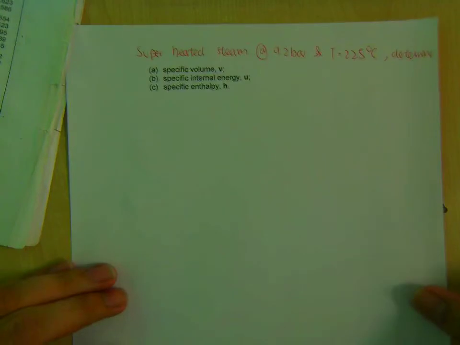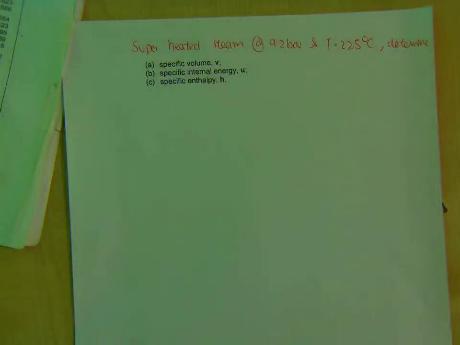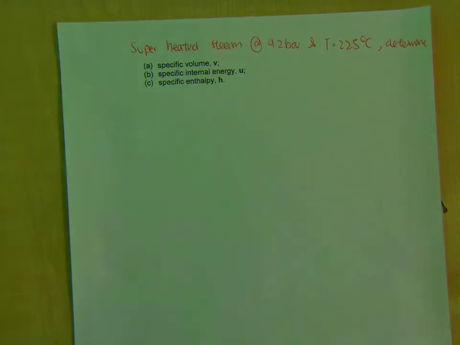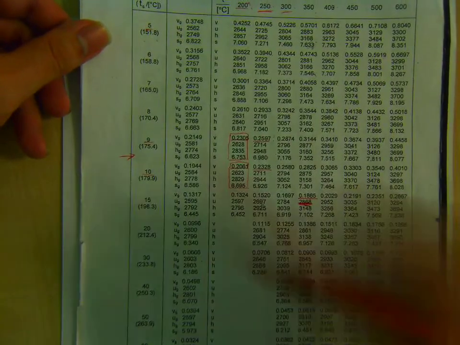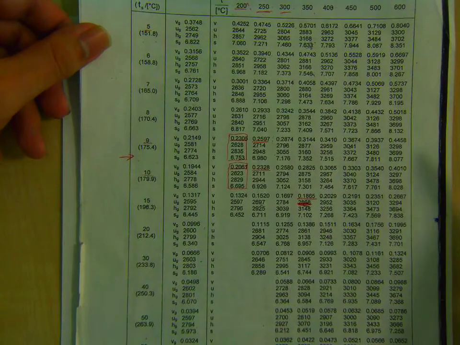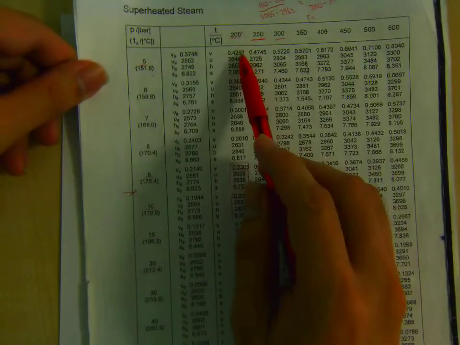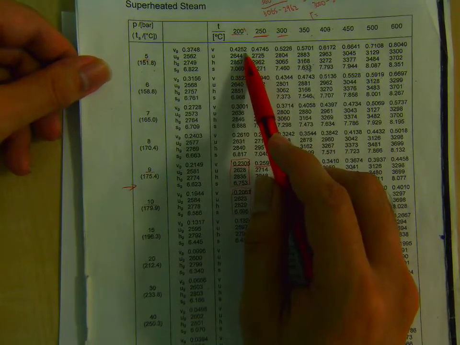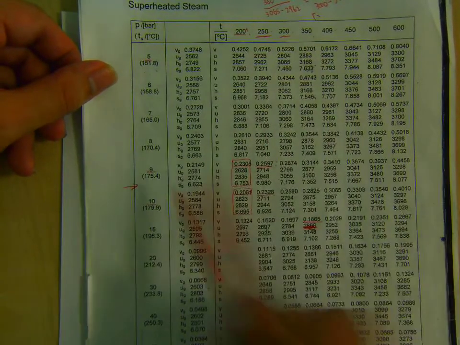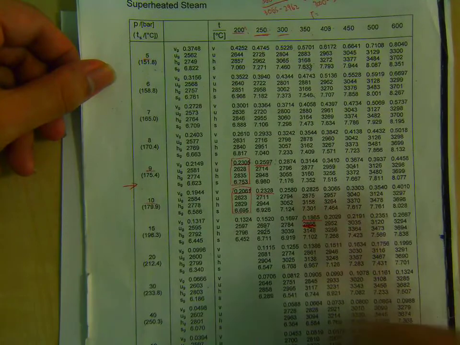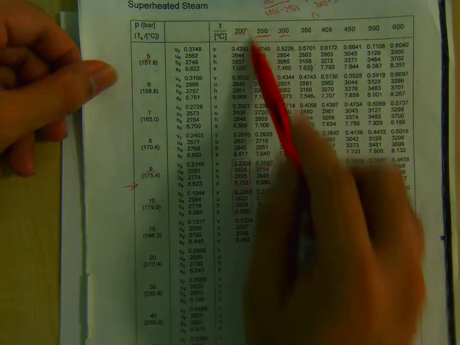Question 6. My printing got cut off, so we'll just write the question. We are given superheated steam at 9.2 bar and 225 degrees Celsius. We are asked to determine three things: specific volume, specific internal energy, specific enthalpy. So we go to the superheated table. Is there 9.2? No, it's between 9 and 10. Is there 225? Also not; the values here are only 200 and 250. So we need to do double interpolation. First, we get our 9.2 values from this row, then from this row, we get our 225 value.